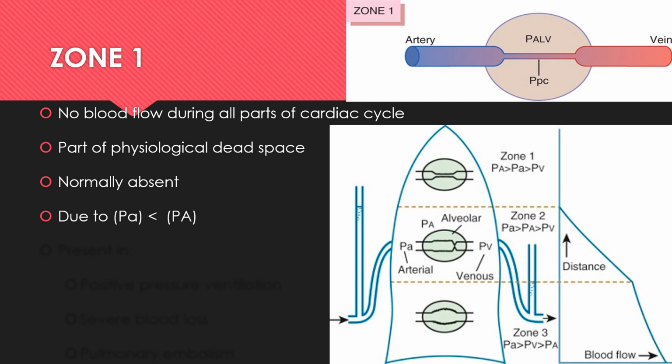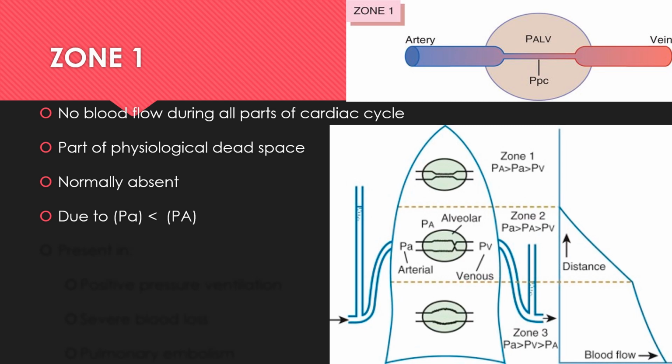This occurs when the regional pulmonary arterial pressure becomes lesser than the alveolar pressure. Under these conditions, the pulmonary capillaries collapse and the blood flow will be completely stopped. So there will not be any blood flow.